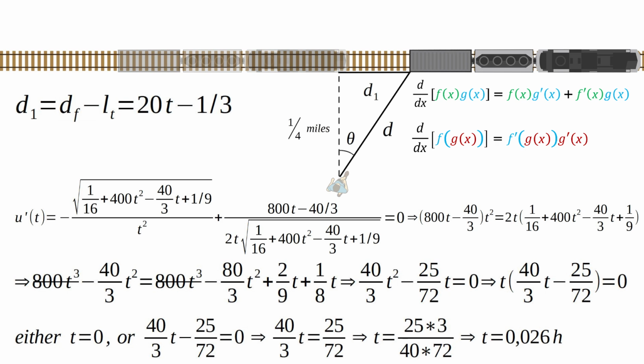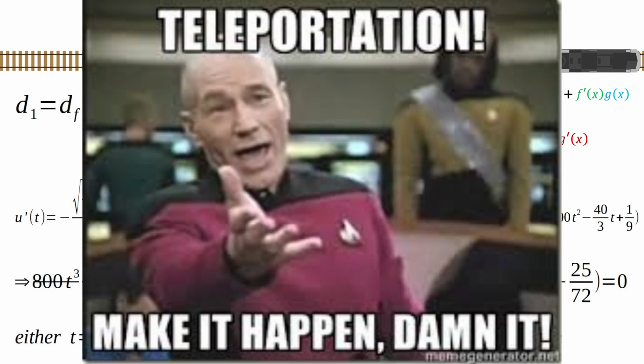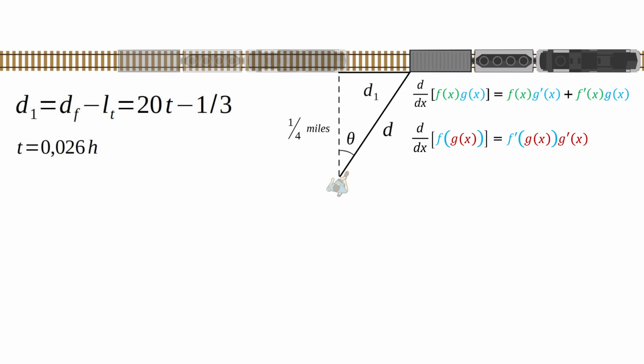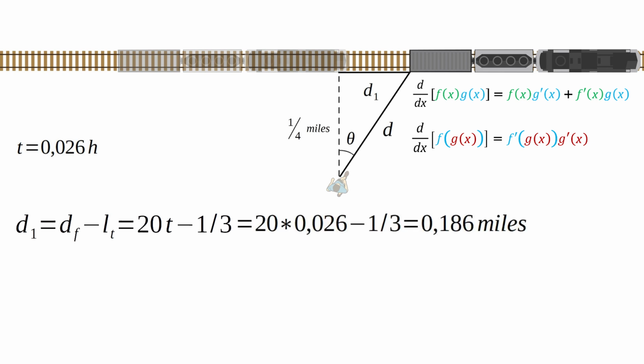Do the calculations, all the algebraic operations, and we end up with two solutions. t equals 0, which physically doesn't make sense unless the passenger has some serious teleportation skills, which he doesn't. And the other solution, which is a bit more realistic, is 0.026 hours, which is 1.56 minutes. So now we can find this distance here, d1, which is 20 times 0.026 minus 1/3, which is 0.186 miles.